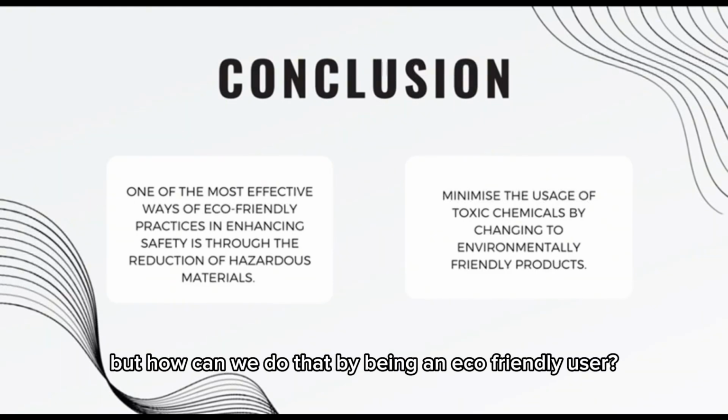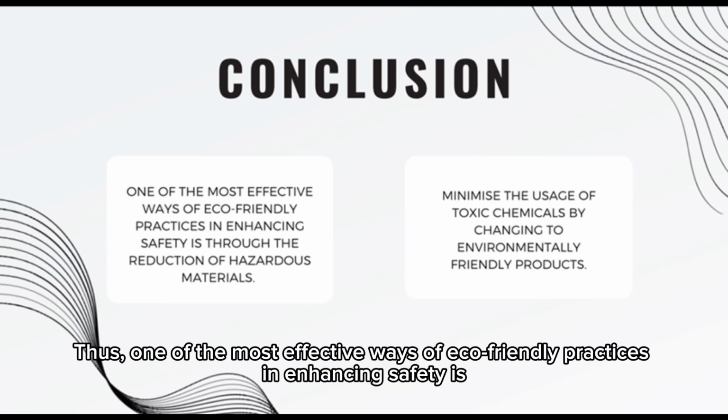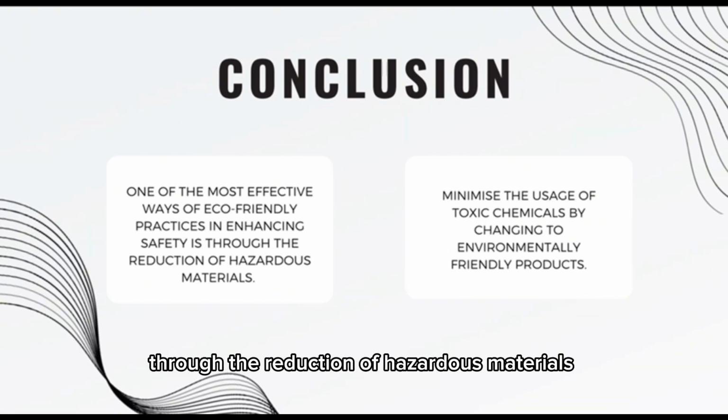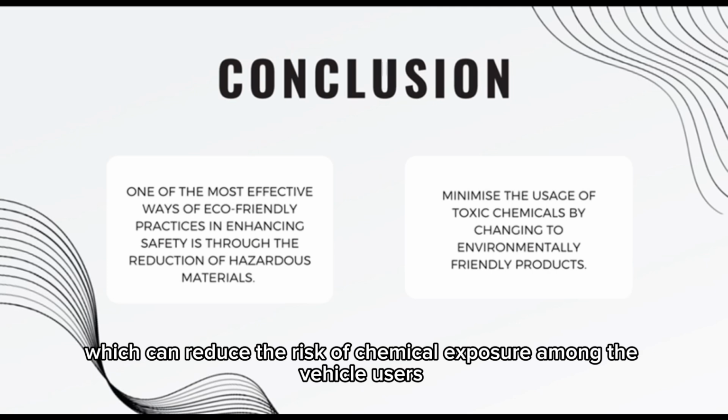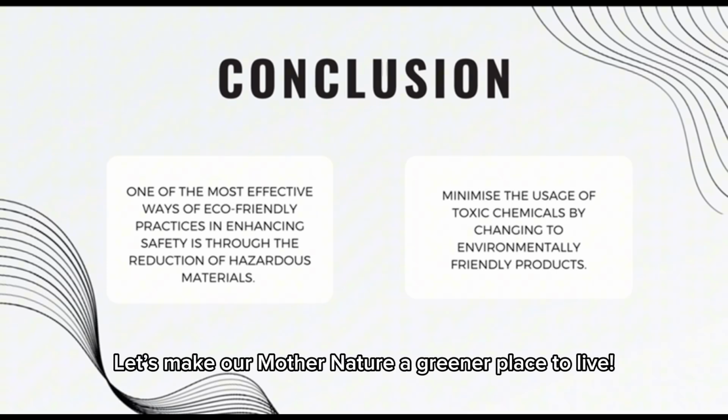But how can we do that by being an eco-friendly user? Thus, one of the most effective ways of eco-friendly practices in enhancing safety is through the reduction of hazardous materials. If we are compliant with safety standards, we can minimize the usage of toxic chemicals by changing to environmentally friendly products, which can reduce the risk of chemical exposure among the vehicle's users. Let's make our Mother Nature a greener place to live.